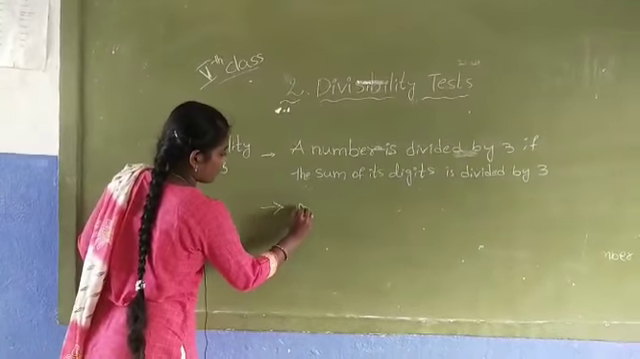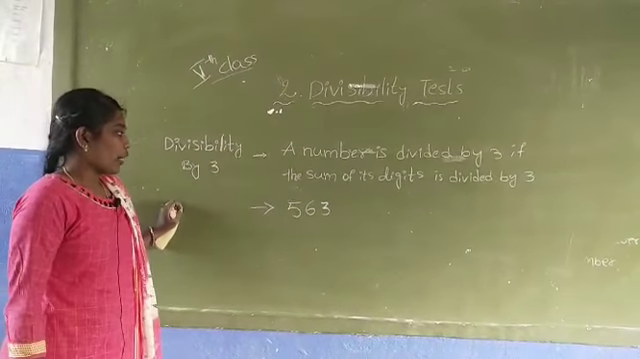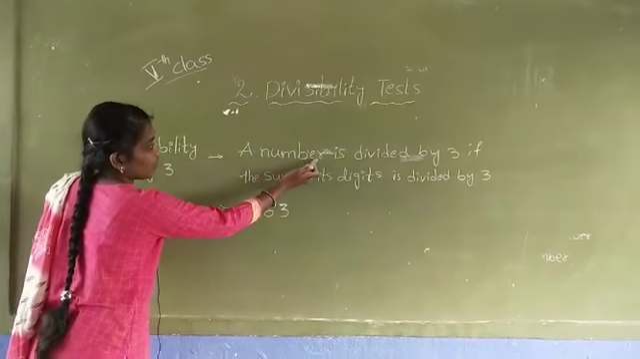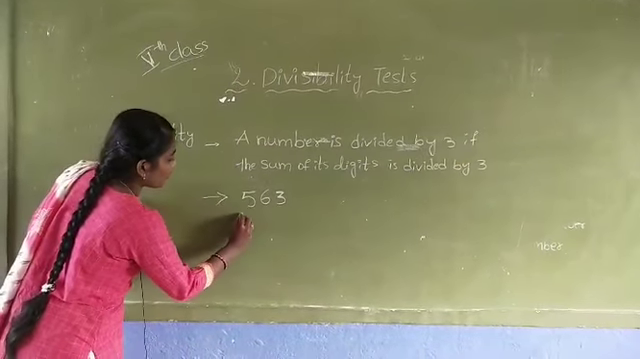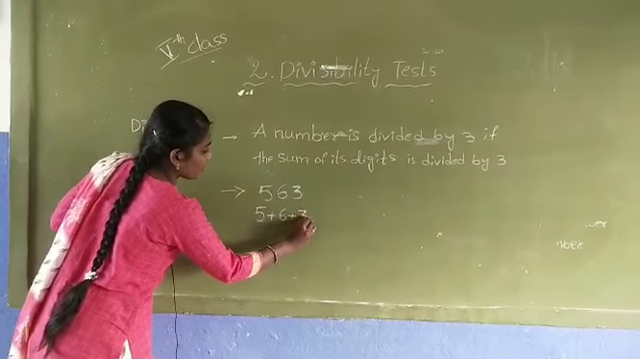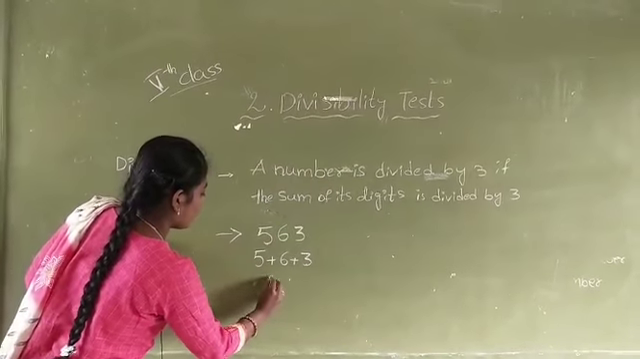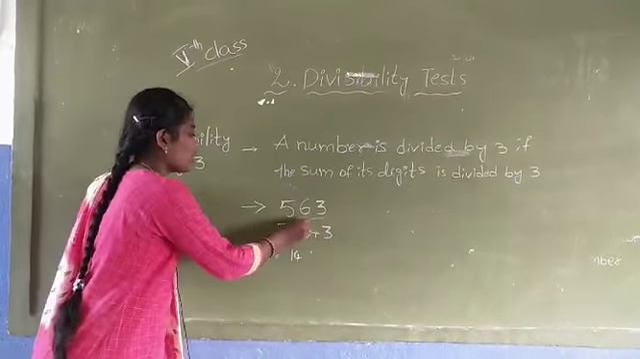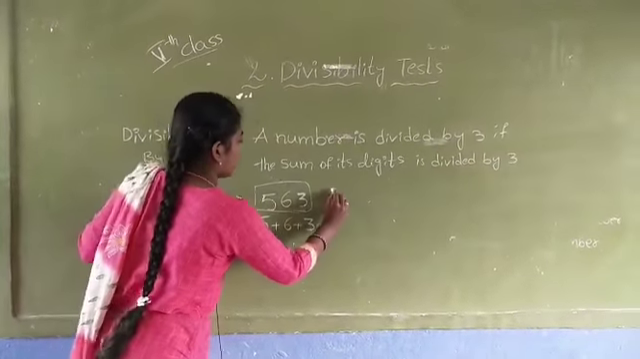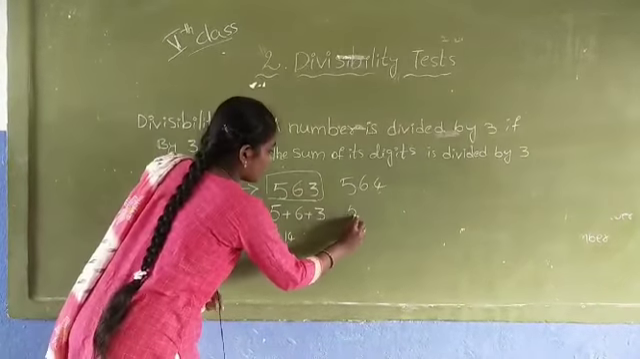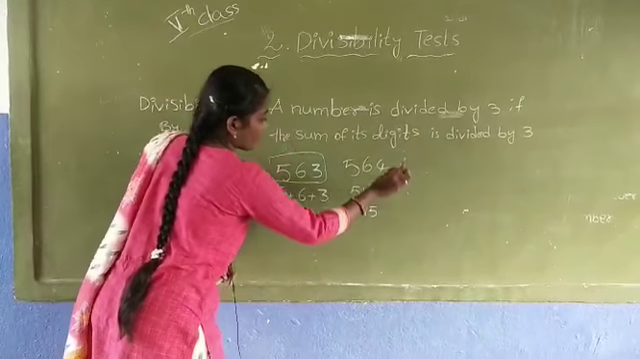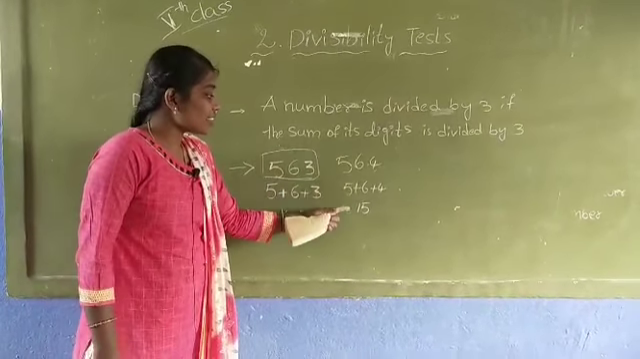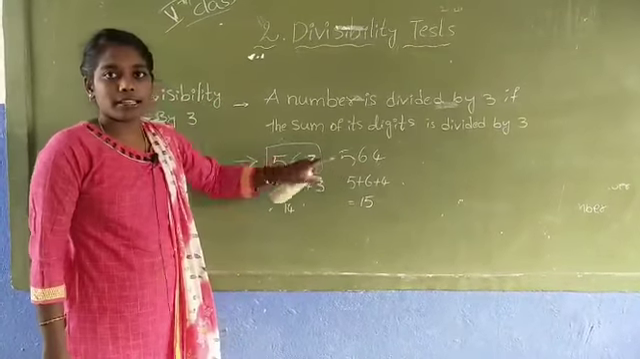For example, 563. You have to check if this number is divided by 3 or not. For this, the divisibility test by 3 is: a number is divided by 3 if the sum of its digits is divided by 3. The sum of its digits is 5 plus 6 plus 3. 5 plus 6, 11. 11 plus 3, 14. Is 14 divided by 3? No, 14 is not divided by 3. So this number is also not divided by 3. For example, 564. The sum of its digits is 15. 15 is divided by 3. Then this number is also divided by 3.